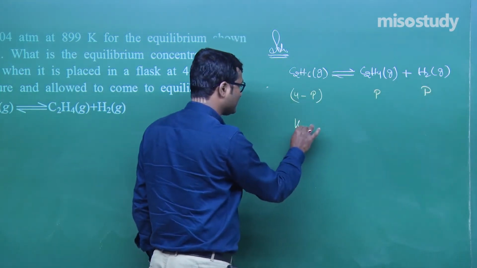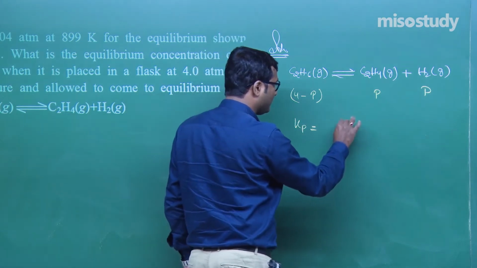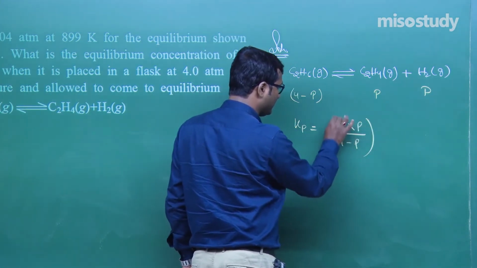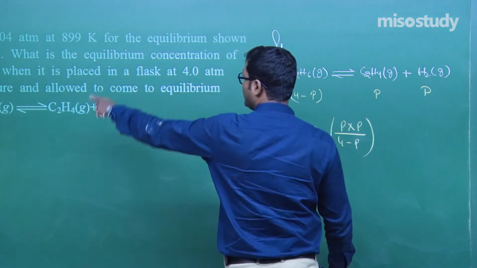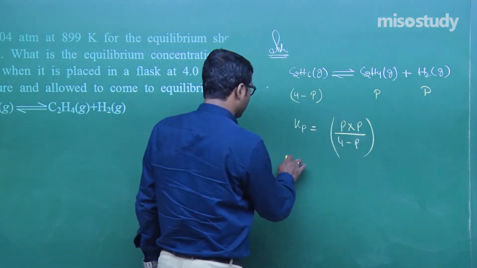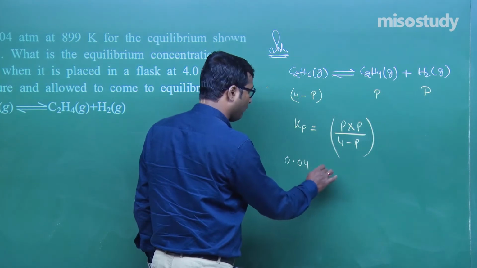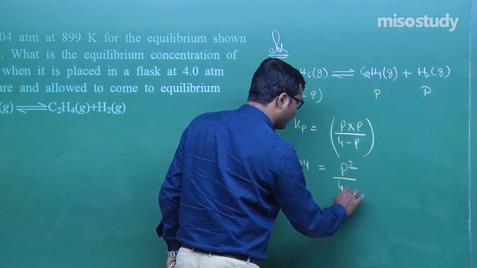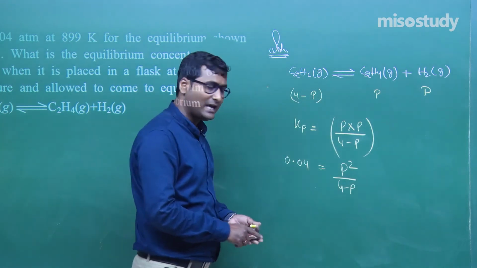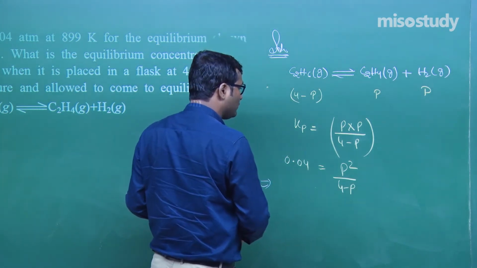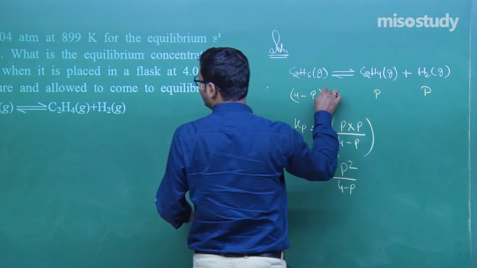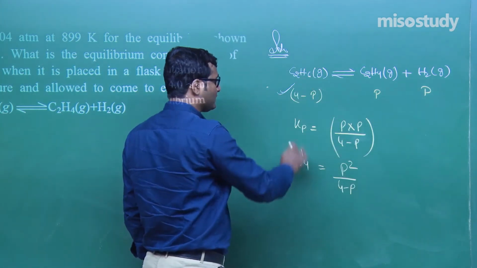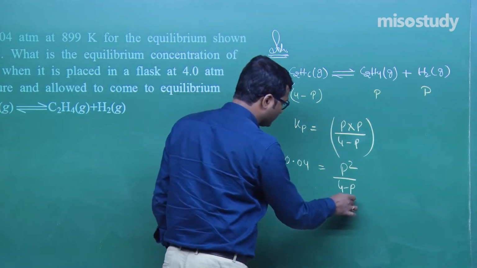Now what is the formula for Kp? Kp is equal to P into P upon 4 minus P. Am I right? Yes. Kp is given, my friend, that is 0.04, and the value is P square upon 4 minus P. Am I right? Yes sir. What do we need to find? We need to find the value of 4 minus P, so first of all we have to find the value of P.